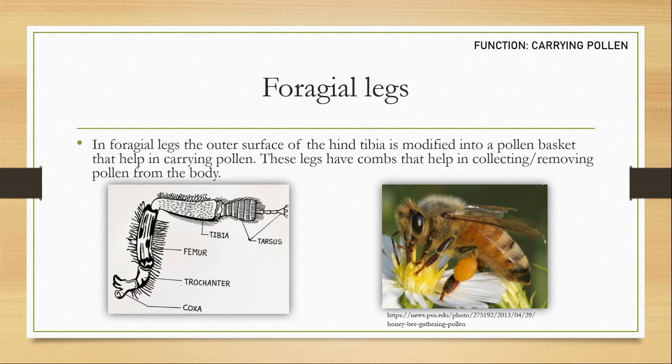So the hind tibia is modified into a pollen basket. Okay, so it's very hairy in structure, and here the honeybee can show off pollen. And these legs also have combs that help in collecting or removing pollen from the body.